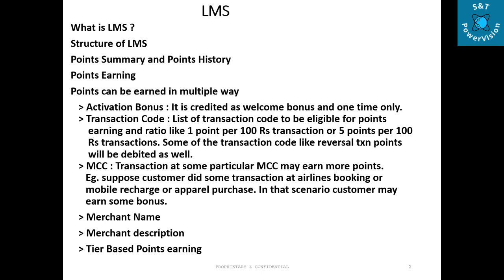So suppose you did some transaction at the oil pump. Just take an example, ICICI said that by using my ICICI bank card at the HP, for the first 1000 rupees you will get 3%. After that, for another 1000 rupees you will get 2% of points. After that, for another 1000 you will get 1%. After that you will get 0 points. So that is called the tier-based points earning.